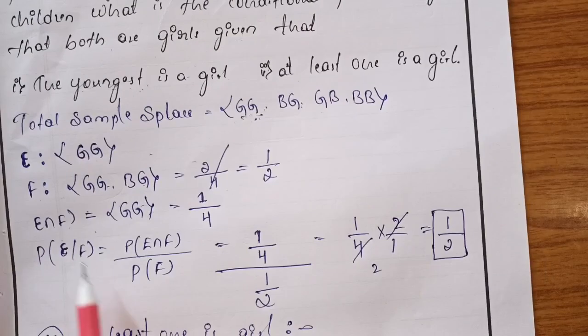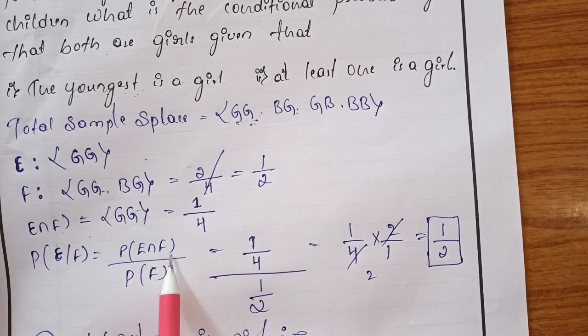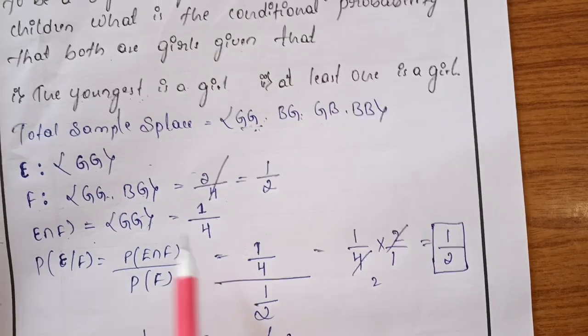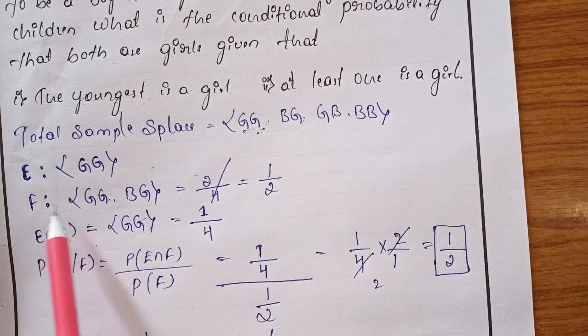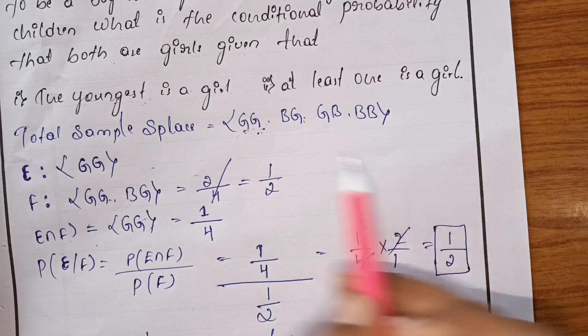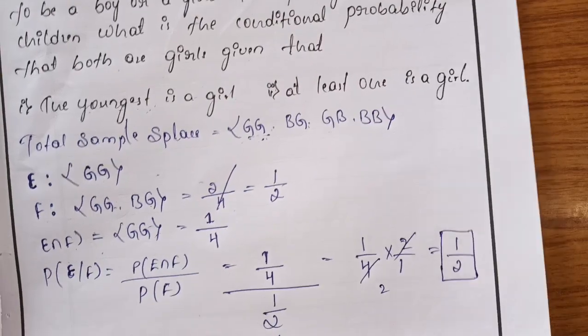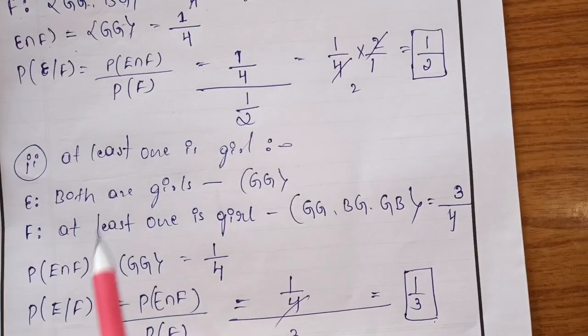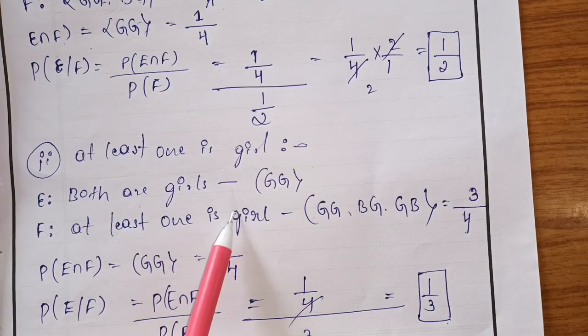1/4. We put it into the formula: probability of E by F equal to probability of E intersection F divided by probability of F. E intersection F is 1/4, divided by probability of F, which is 1/2. So we write it as 1/4 into 2/1. 2 ones are 2, 2 twos are 4. So 1/2 is the probability that the youngest is a girl. Second one, we find out at least one is a girl. So we take an event both are girls.